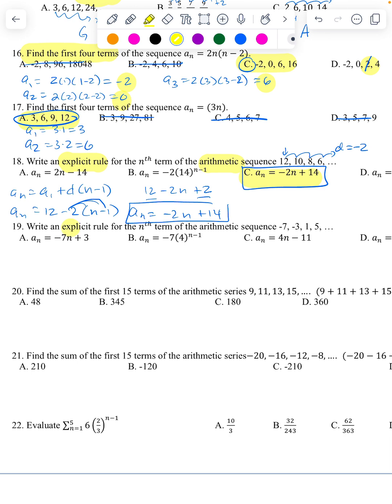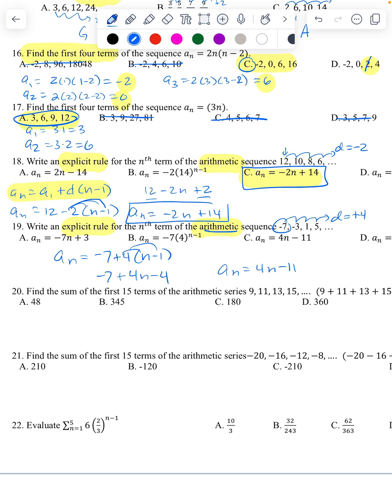So for example, explicit rule, arithmetic, same as up here. So I'm supposed to plug in my first number, which I can see with my eyeballs. And here I can see that my common difference is plus 4. And I know it has a common difference because it tells me it's arithmetic. So plus 4 times (n minus 1). And then every time I do the same thing. Distribute and then combine the numbers. So 4n minus 11. So I'm looking for, again, it looks like letter C.